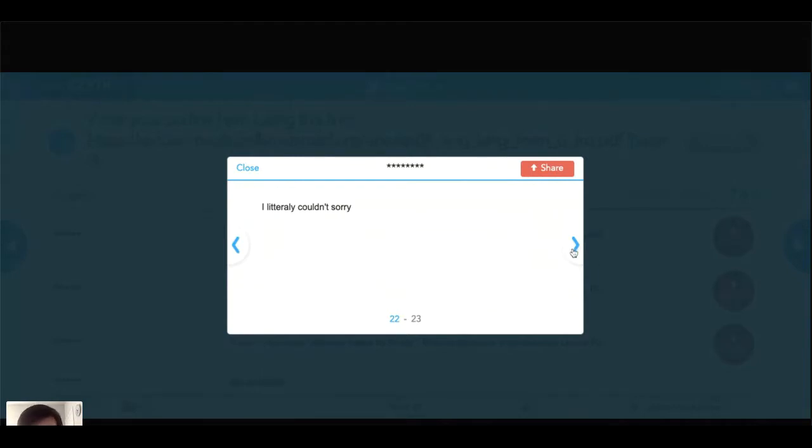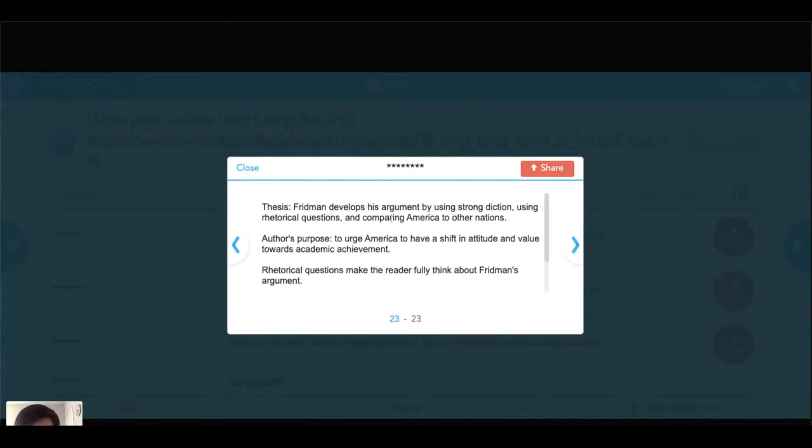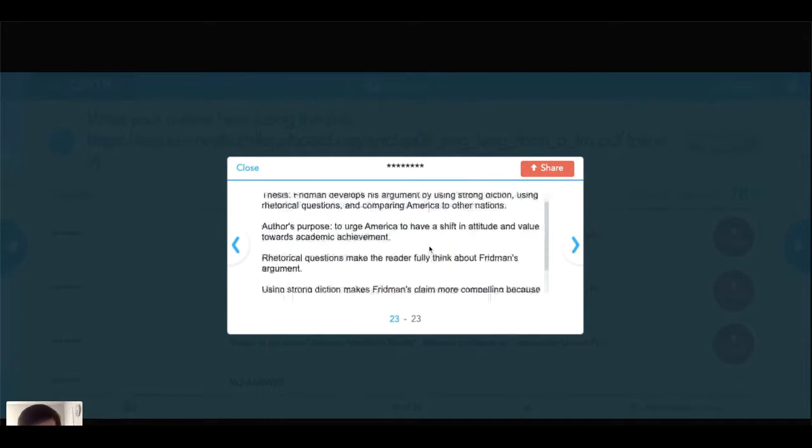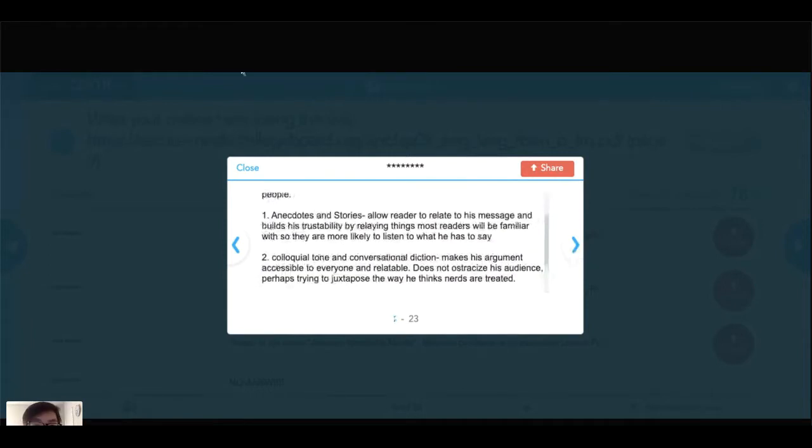And last one here: Friedman develops his argument by using strong diction, using rhetorical questions, and comparing America to other nations. Okay, so what I would do is include this author's purpose here in the thesis. But other than that, that's it.